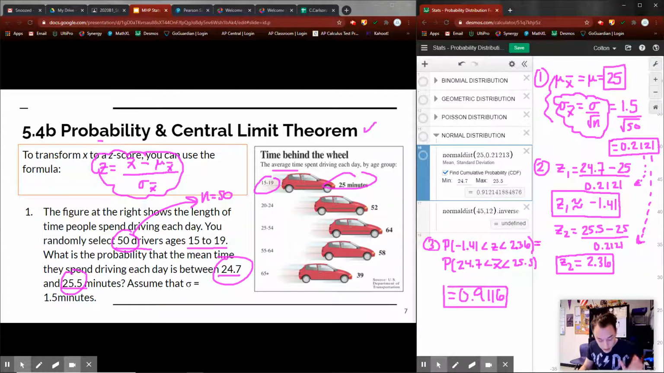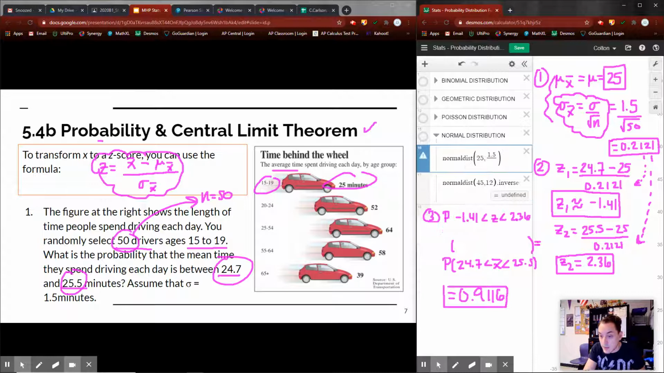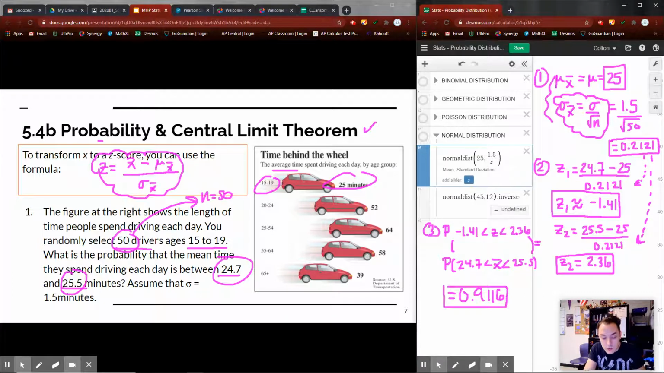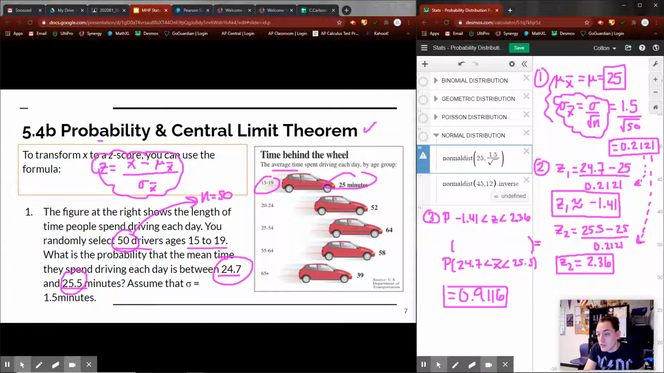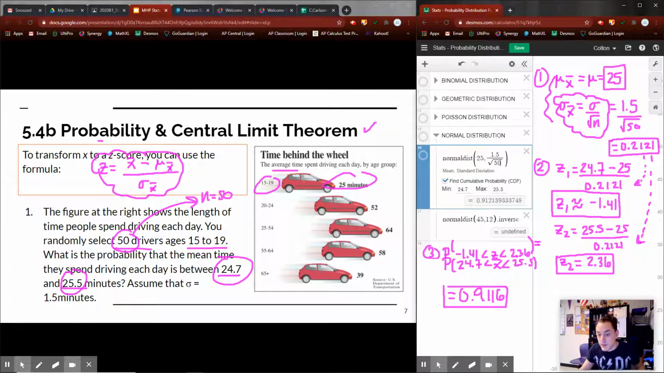Let's do that. Yeah, it's a little bit different, and you'll see where. What we originally got was 0.9116, and this one is 0.91217. Now, watch if we change this to just 1.5 divided by the square root of, let's just say, 50. Notice how it's a little bit better. If we type that whole formula in there, it's a little bit better, but still a little bit off.